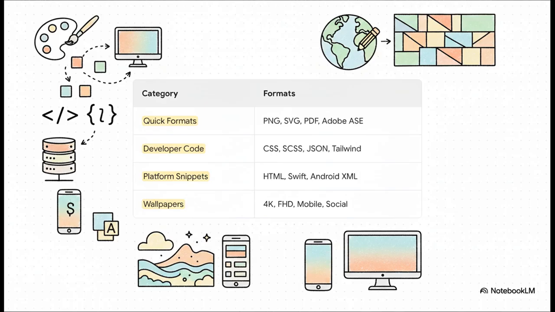If you're a designer, you can export directly to an Adobe Swatch file, and boom, it's ready to go in Photoshop or Illustrator. If you're a developer, you get code-ready formats for CSS, SCSS, even Tailwind CSS. Building a mobile app? There are snippets for Swift and Android XML. This thing was clearly built to plug right into a real professional workflow.